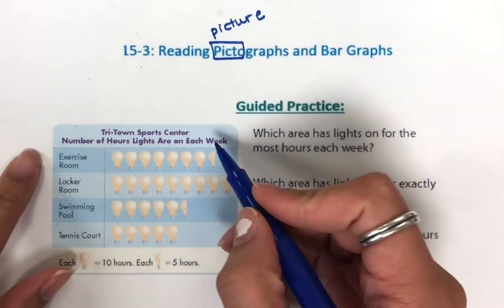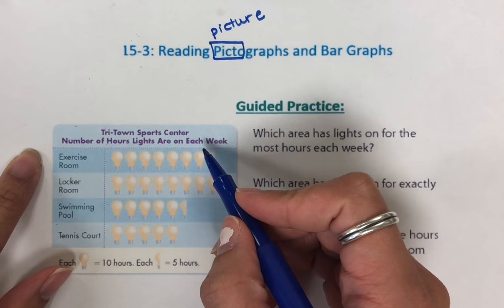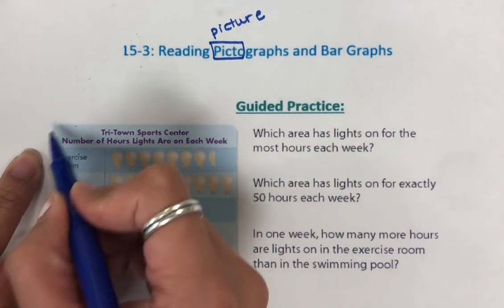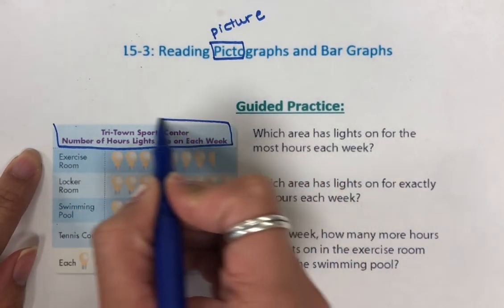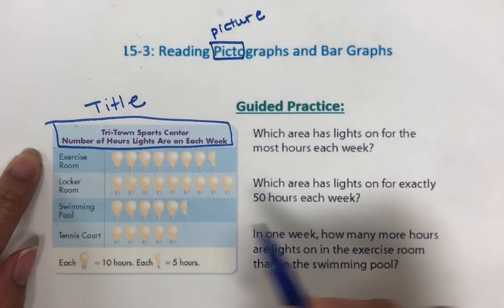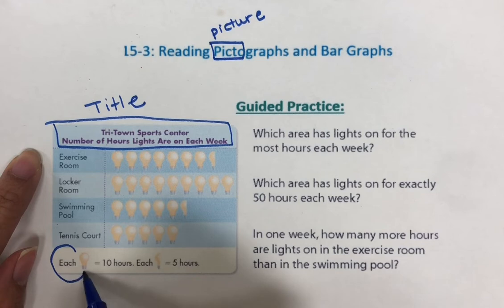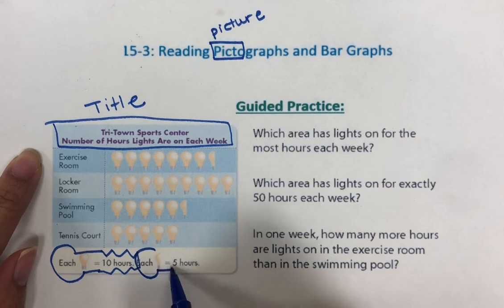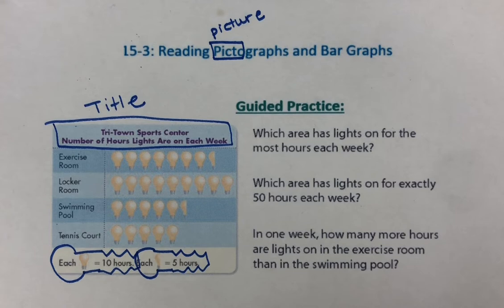The title here is Tri-Town Sports Center, number of hours lights are on each week. So here we have our title for the pictograph. And down below we have the key. Okay, so I'm going to draw a box around the key. It says each whole light bulb represents 10 hours, and each half a light bulb represents 5 hours because half of 10 is 5. So that makes sense. So we've labeled everything here.